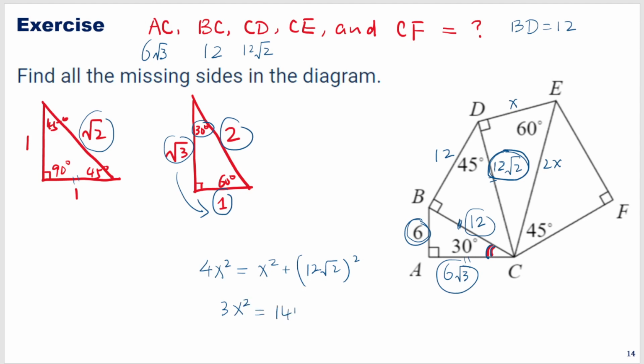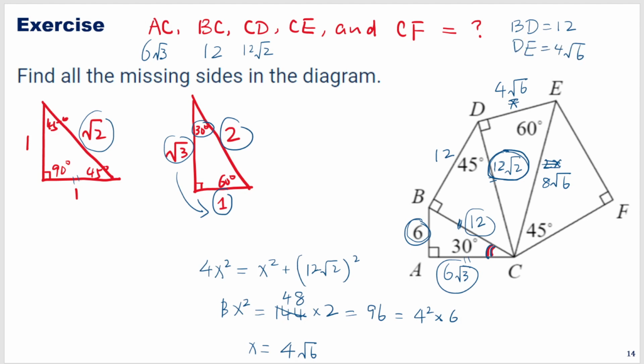3x squared equals 144 times 2, right? So x squared equals 48 times 2, which equals 96, so you have 4 times square root 6, right? So here this side is 4 times square root 6, and this side is 8 square root 6. Can you see that? So DE is 4 times square root 6, and CE is 8 square root 6.